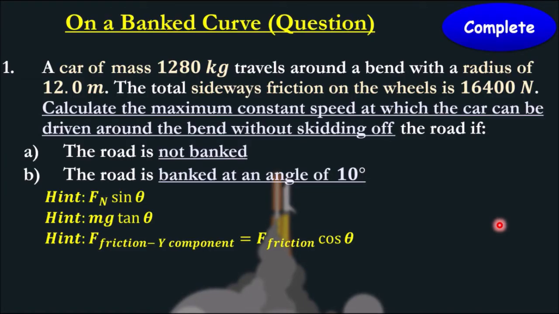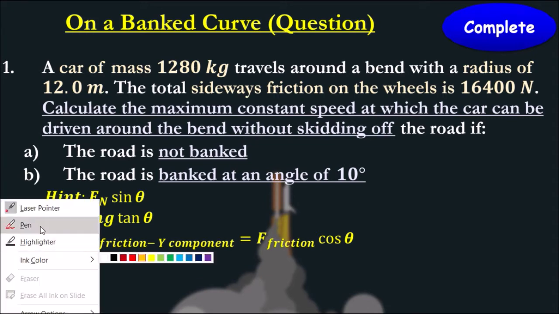We have a car of 1,280 kilograms that goes around a bend of radius 12 meters, with a sideways friction of 16,400 newtons. What's the maximum constant speed at which the car can drive without skidding off? Remember, because the centripetal force will be constant in these scenarios, if our speed was to increase, a greater acceleration or force needs to be applied to keep the object in that circular motion, as we showed in one of the simulations. If that wasn't kept, then it will expand its radius and skid out of its path.